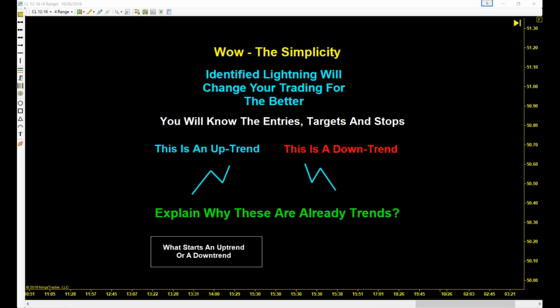Now you notice that I've got a chart up on the screen, right? Even though it's a real chart, I don't have any data on it at all. But I just want to mention to you, there is such simplicity in trading this. Identified Lightning will change your trading for the better. You will know the entries, you'll know your targets, and you'll know your stops. Now, obviously, this is an uptrend, and this is a downtrend. Now, what made that a downtrend and what made that an uptrend?